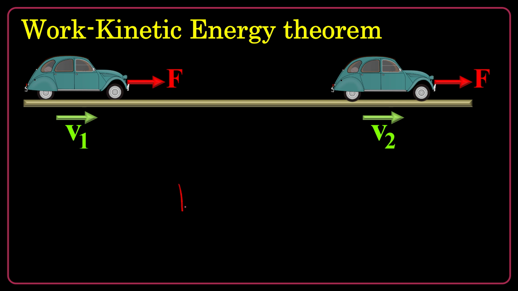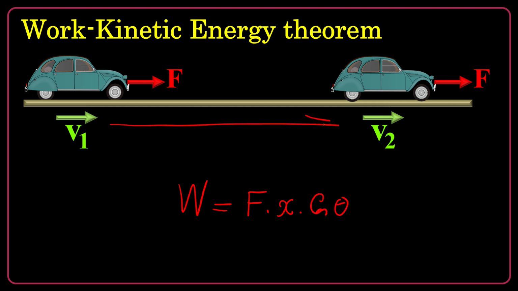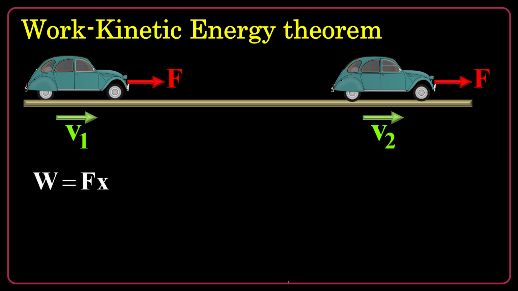According to the definition, work is the force times displacement times cosine of theta, the angle between the displacement and the force. As the displacement and force have the same direction, the cosine is 1 because cosine of 0 is 1. So let's define the work done by the net force to be Fx.